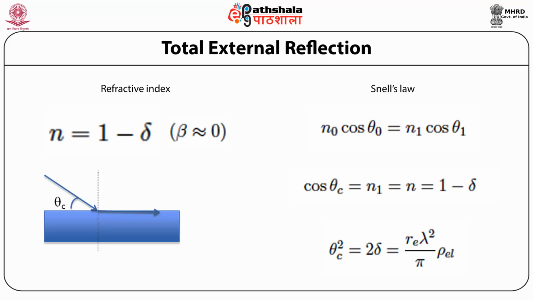In ordinary light, we are all aware that total internal reflection takes place, because the ray is going from a denser to a rarer medium. But here you can see that the medium is rather working as a rarer medium compared to the vacuum for X-rays. So total external reflection takes place here instead of total internal reflection.